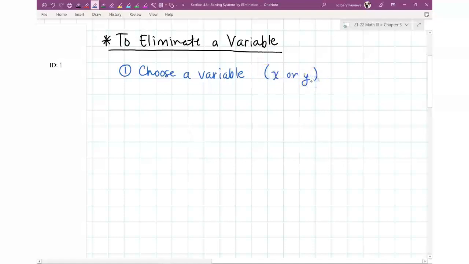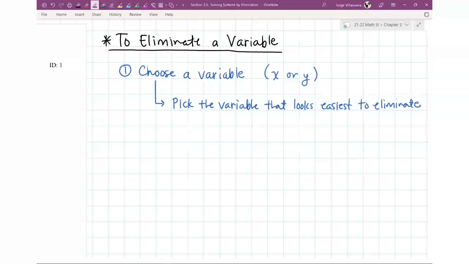Okay, now how do you choose? I'm going to make a little line right here. The way you choose is you want to probably pick the ones that look easiest to do. And I'll explain that as we do examples. But I'll usually tell you, pick the variable that looks easiest to eliminate. Sometimes that's already given to you in the way they write an example. So let me show you.